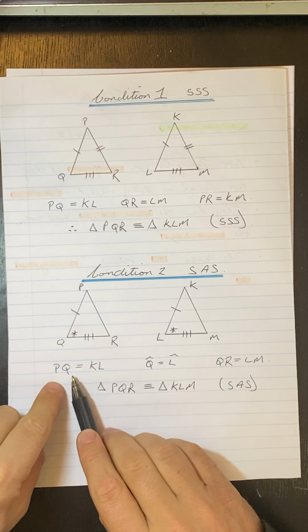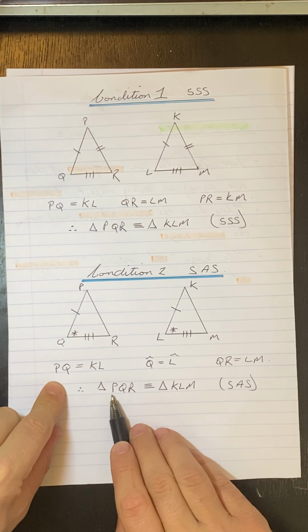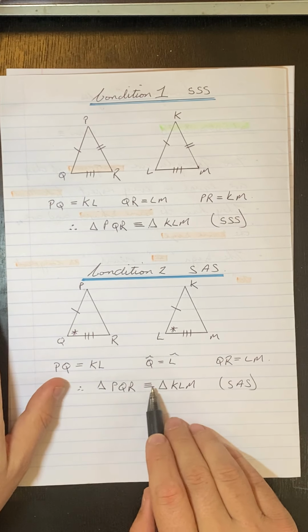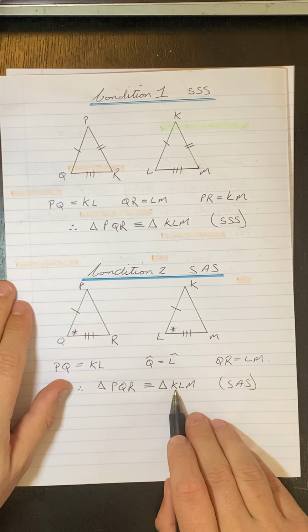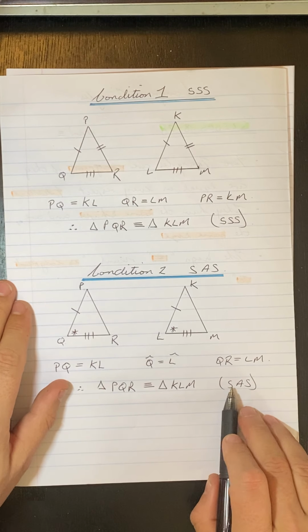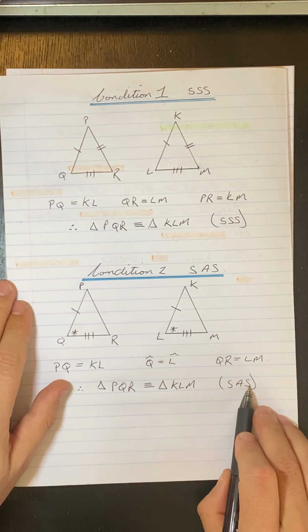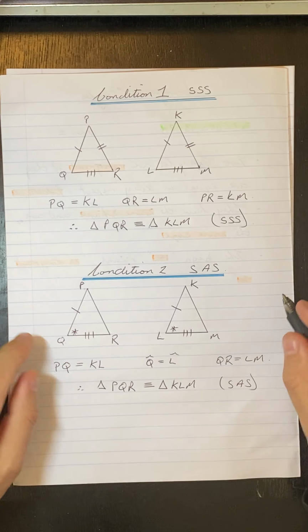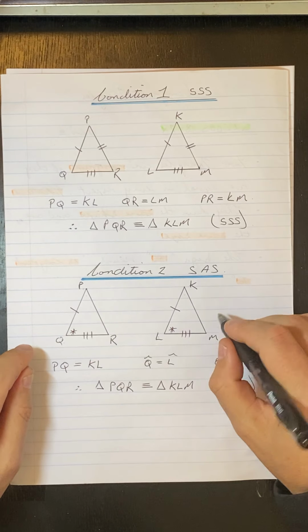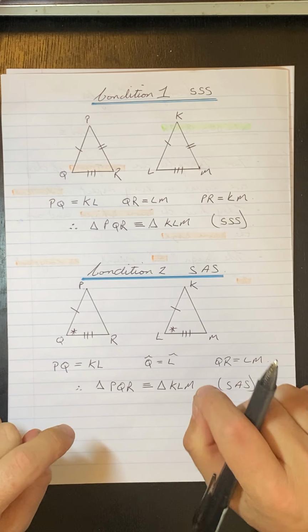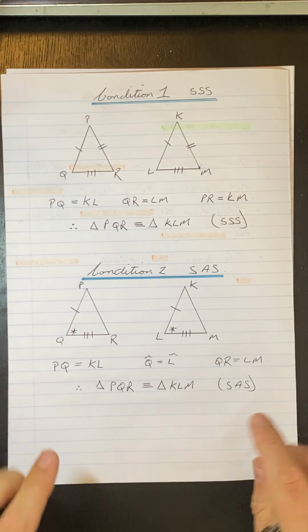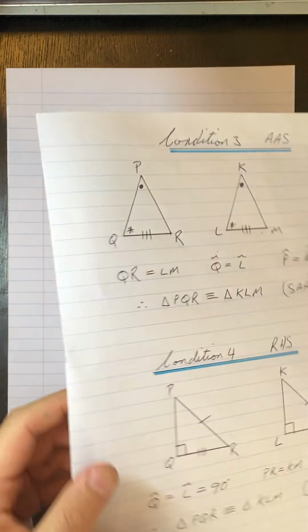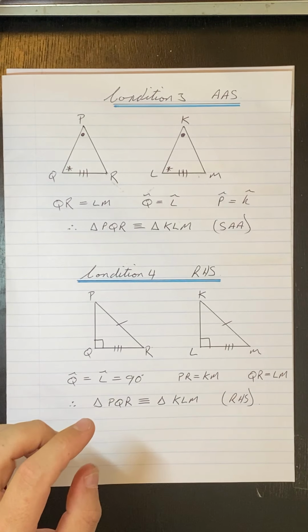If you have that, and I've just shown you that they're equal, then triangle PQR is congruent to triangle KLM. And our reason is SAS, side, angle, side, and the angle is the inclusive angle. So just put a very big NB here, that the angle needs to be the inclusive angle of the two sides. Okay. Going on to condition three.